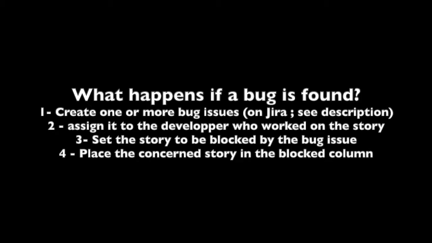You can find the proper way on how to create a bug issue with the link I shared in the description. It will take you to another of our tutorial videos. Finally, if everything works perfectly, the PO will move the story to the validated column. On the contrary, he will move it to the blocked column as stated before.